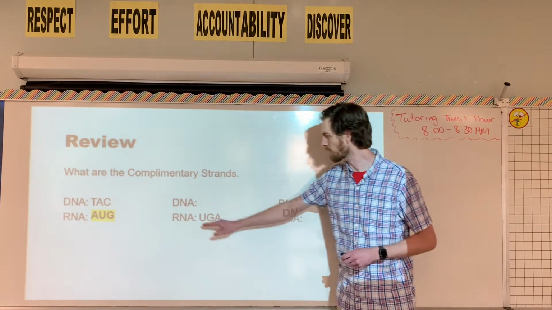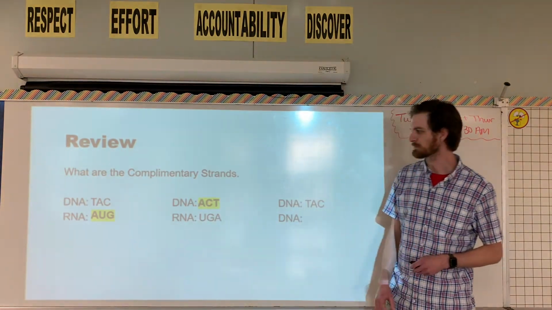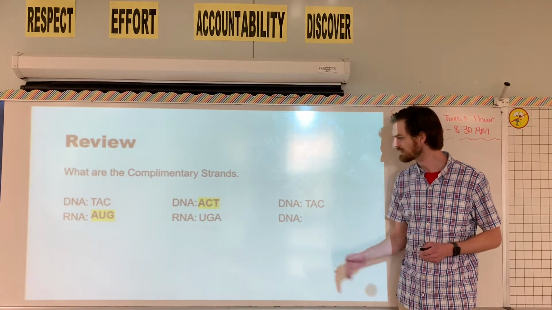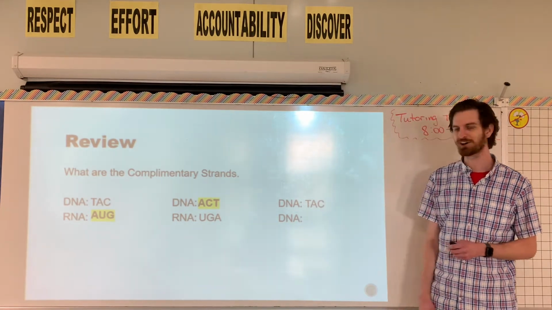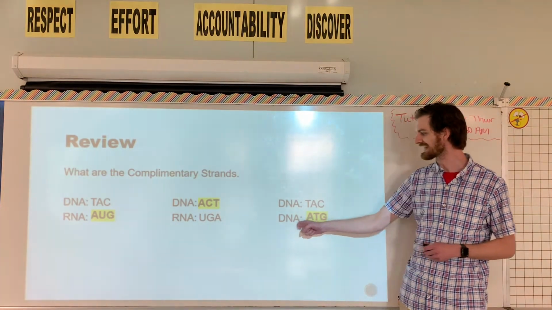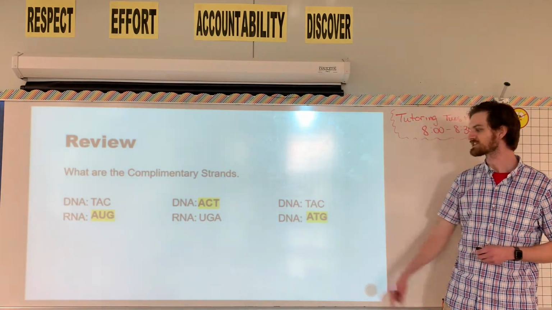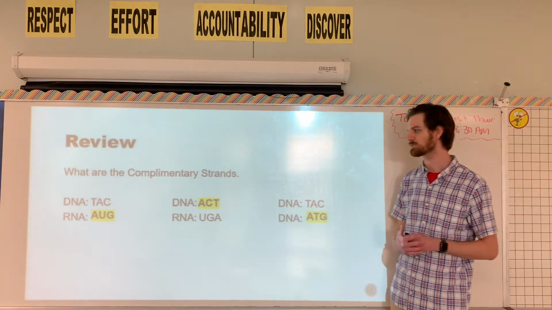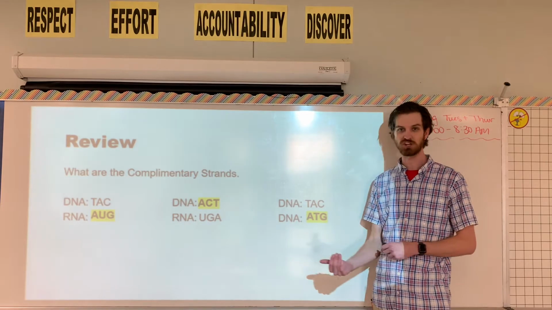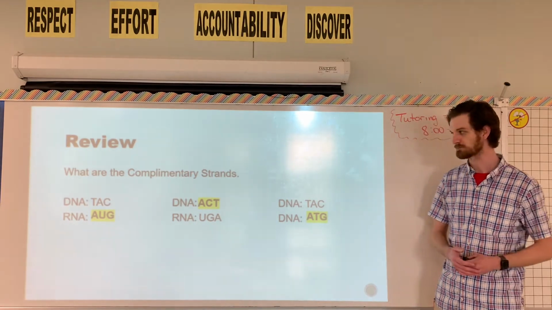All right, so if RNA says U, G, and A, the complementary DNA would be A, C, and T. And then, just to throw you off here, if DNA is T, A, and C, that means the corresponding DNA that goes with it would be A, T, and G. So just a little practice with base pairing. Remember, A's go with T in DNA, A's go with U's in RNA, and G always goes with C.